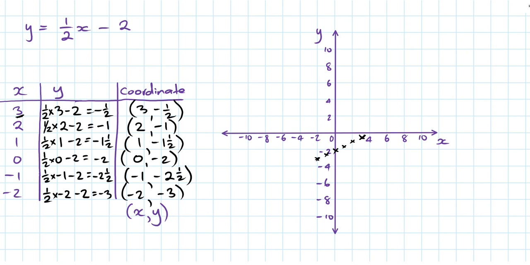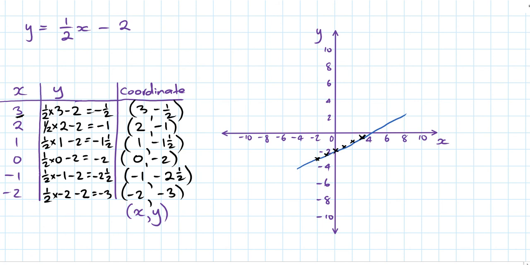So filling in the table and then plotting the coordinates, you can see I'm getting a line which goes like this. If I were to draw a line through those points, I'd end up with something like that. So mine's a little bit wonky. Of course you'd use a ruler and just make sure your line goes through all those points there.